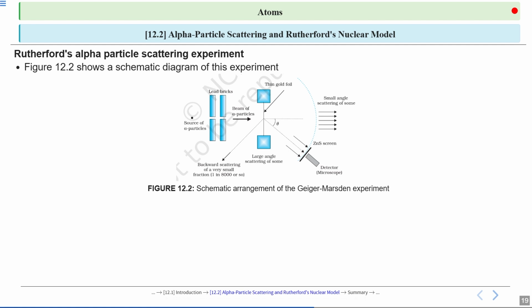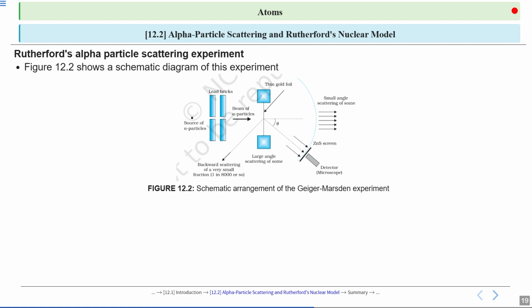Okay, so a zinc sulfide screen is used. When an alpha particle, after scattering through the gold foil, falls on this screen, it produces small luminous dots. That's how scattered alpha particles are detected. Also, a detector microscope is used. A beam of alpha particles is directed towards the gold foil, and their scattering angles, that is, how many alpha particles are scattered through which angle, are noted. All the observations and readings are noted. This is the schematic diagram.